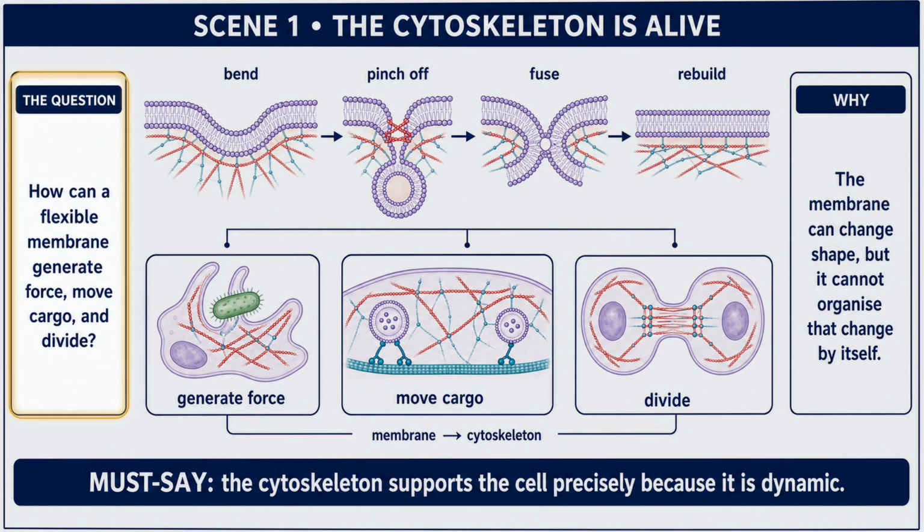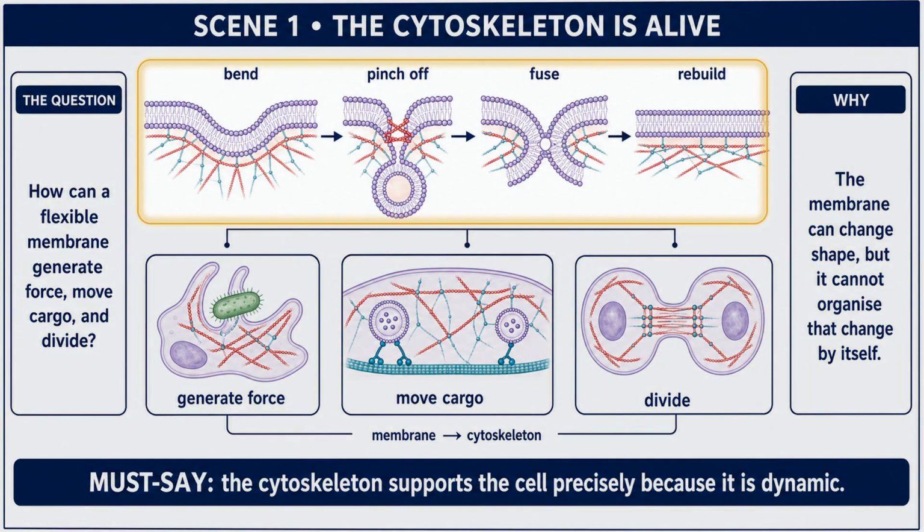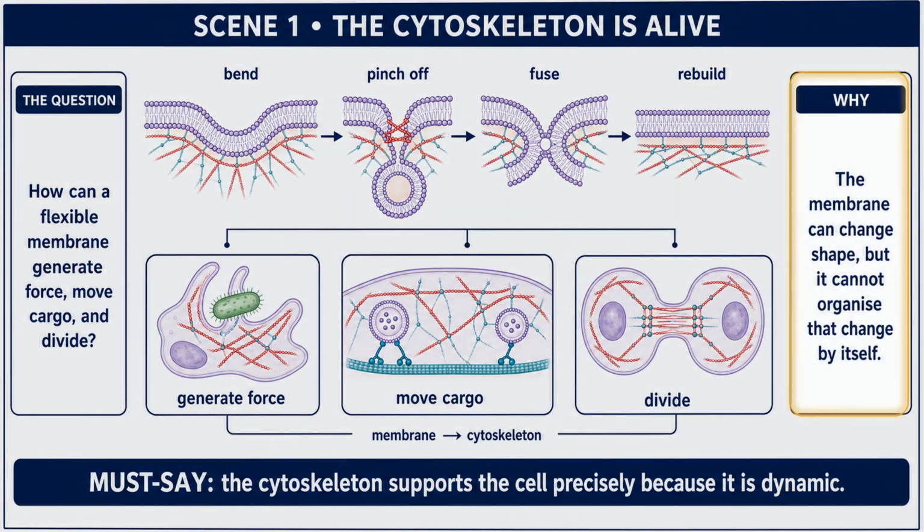At the end of the membrane story, we reached a problem. The plasma membrane can bend, pinch off, fuse, and rebuild itself, but it cannot organize those movements on its own. A phagocyte has to push its membrane around a microbe. A vesicle needs a route through the crowded cytoplasm. And a dividing cell must move two complete chromosome sets to opposite sides.